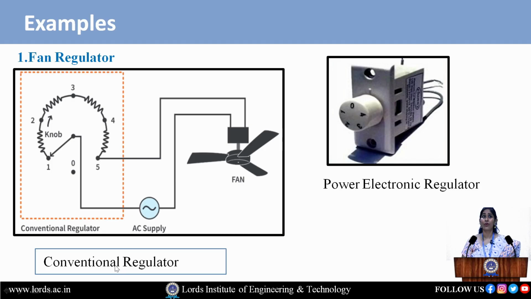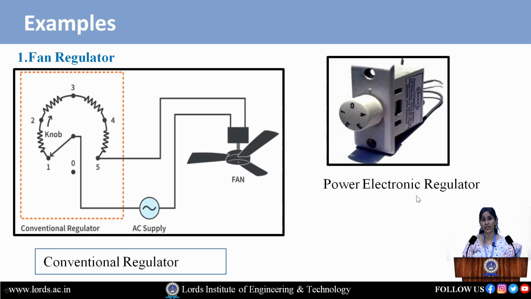What is the problem in this conventional regulator? It looks big in size, it needs a heat sink because you have a resistance, and the efficiency will be lower for this regulator. So we are replacing this conventional regulator with a power electronic regulator. In the next image, you can see the power electronic based regulator.